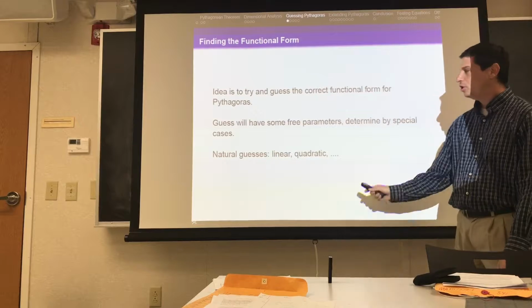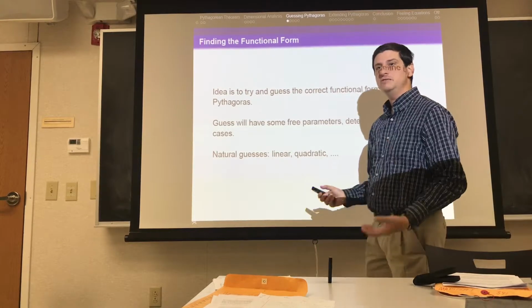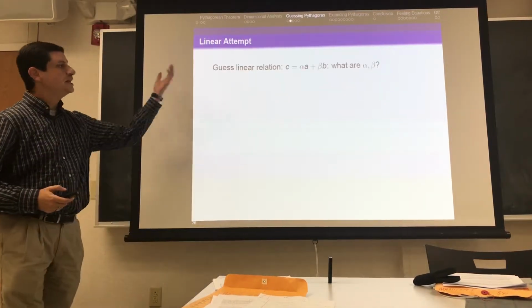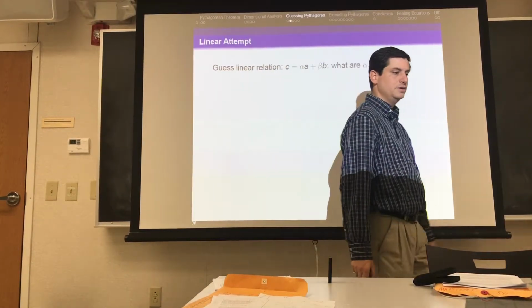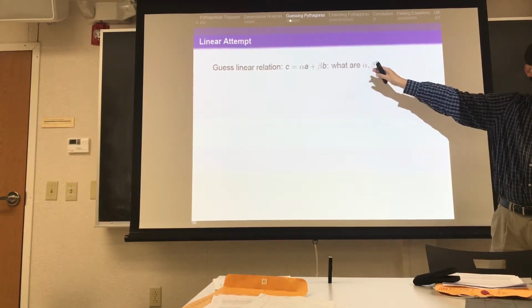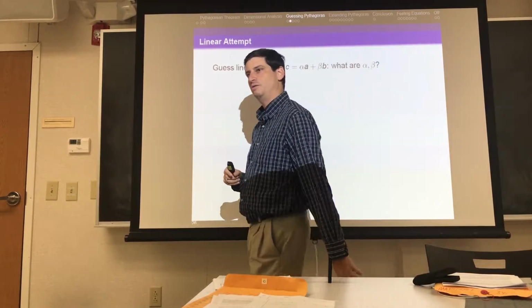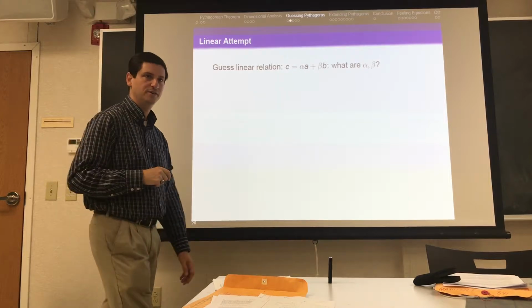Okay? So we want to have some free parameters, and we want to try to figure out what they are by special cases. And so some natural guesses: maybe it's a linear relationship, maybe it's a quadratic relationship, maybe it's a cubic relationship. So let's guess a linear relationship. Let's guess c is alpha a plus beta b for some alpha and beta. Now, of course, this is wrong, right? But let's try to see if this were Pythagoras, what would alpha and beta have to be? So do you have any thoughts on what we should look at?